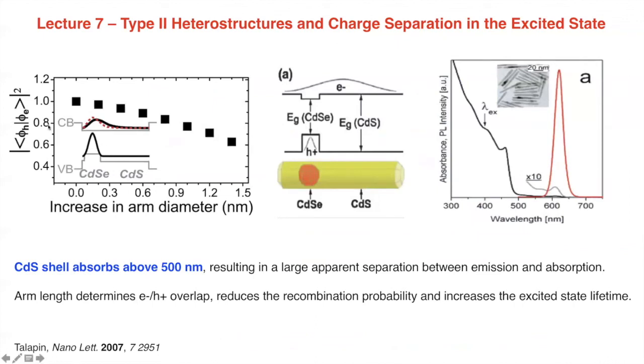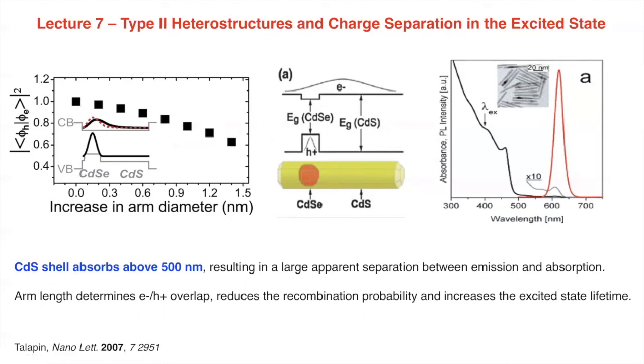So people plotted here on the upper left is the electron hole overlap versus the arm diameter. Oops, not the length in this case. But you can see that as the diameter of this crystallite gets larger and larger, the electron spreads out more and more, and the electron and the hole overlap less and less.